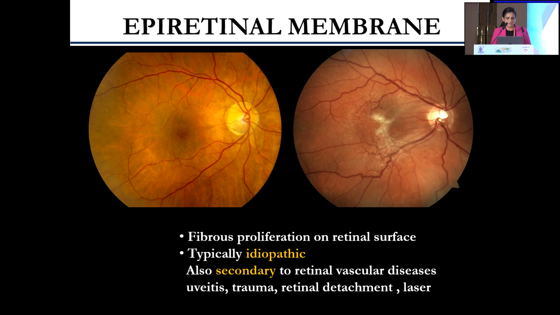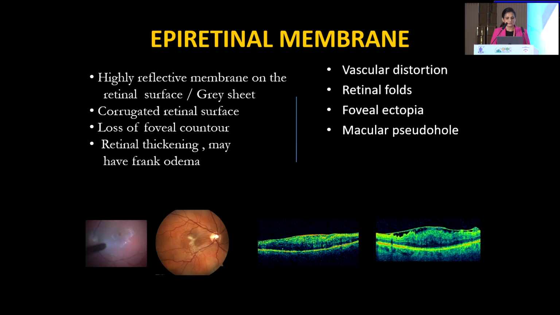So I'll be talking on the management of epiretinal membranes. Now, epiretinal membrane is a fibrous proliferation on the retinal surface, which is typically idiopathic, but can also be secondary to retinal vascular diseases, uveitis, trauma, retinal detachment, or lasers. So this is seen as a highly reflective membrane on the retinal surface.